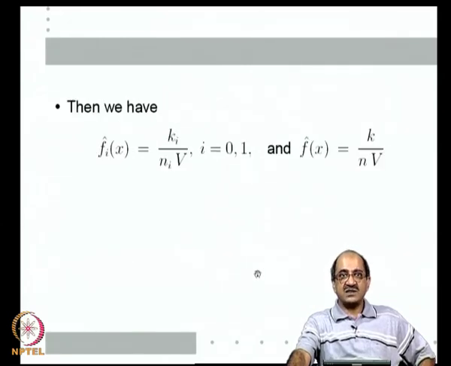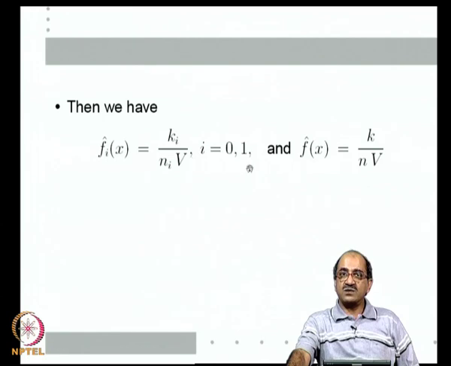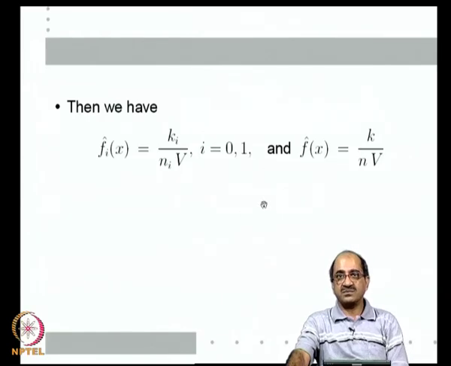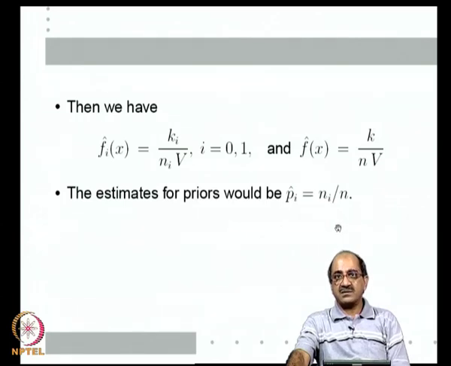Let us suppose we do this estimate, then what will be f I hat? K I out of n I in this volume v. So, it is k I by n I v, and f hat is k by n v, because k out of n are in this volume. What will be my prior estimates? P I hat will be simply n I by n, because P 0 hat will be n 0 by n and P 1 hat is n 1 by n. This is the simple Bernoulli estimate for priors.